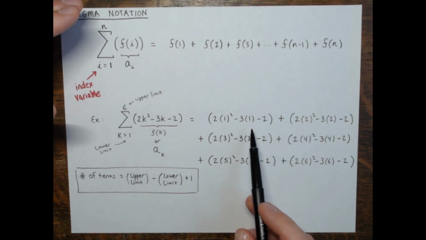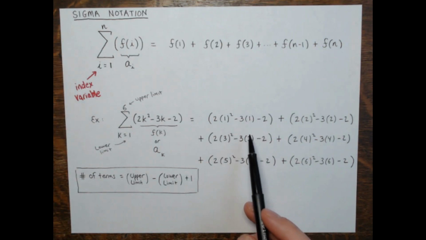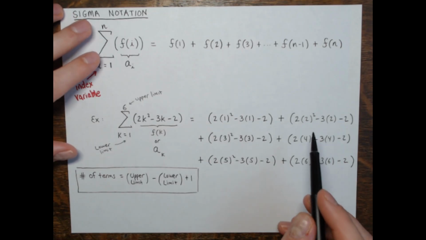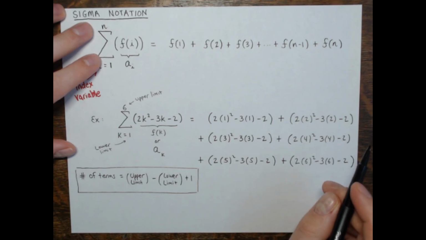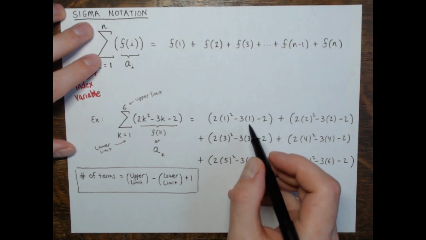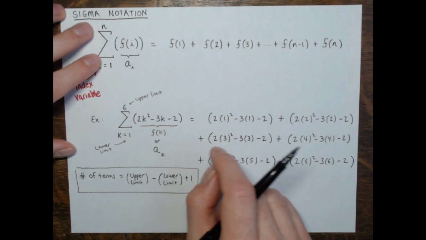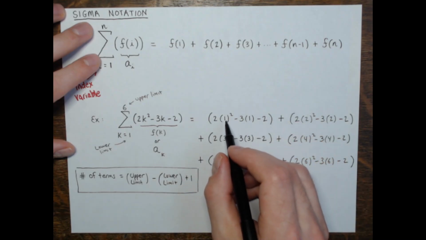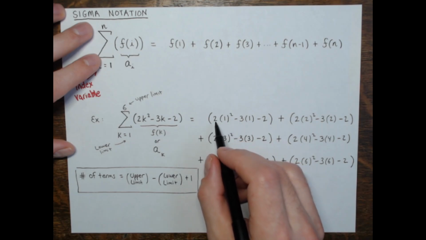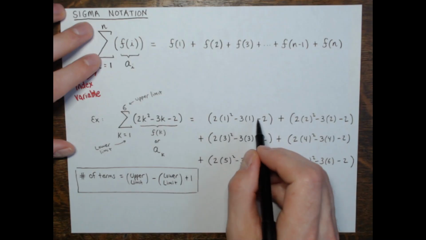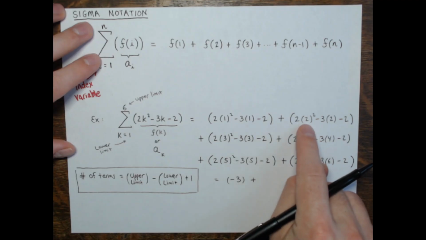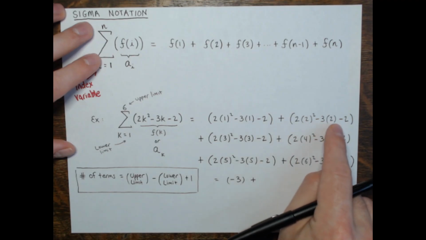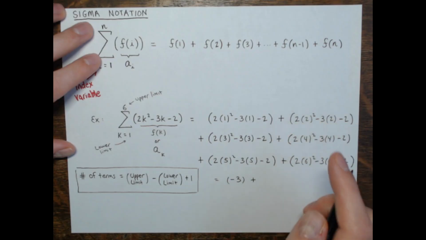Now, to evaluate this, right, state the value of this sum, I could go through each one of these, all right, and find the value. And I'll do that, but then I'm going to show you after a much quicker way. So I'll do it the long way first. So again, 1 squared is 1, that's 2, minus 3 is negative 1 minus 2. So this is negative 3 for that first term, plus this is 8 minus 6 minus 2, so that's 0.